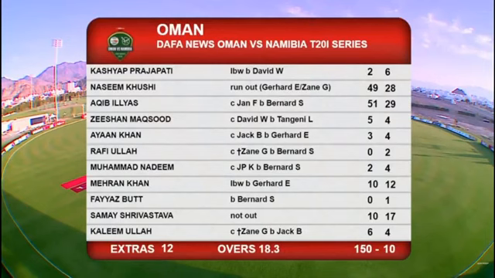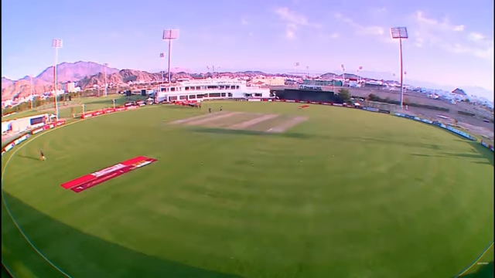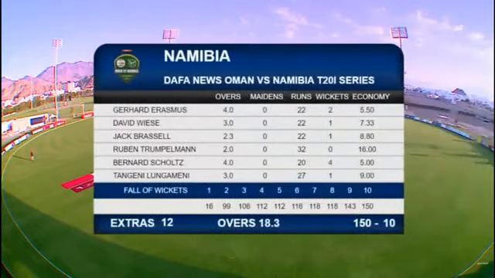At the moment, Dafa News, Oman versus Namibia T20I series, the final T20I. Kashyap Kumar Prajapati going early, Naseem Khushi and Aqib Ilyas, but then was the last man to dismiss. If you're talking about the bowling card, it was the spinners who did the majority of the damage. 6 wickets in tandem for them. Gerard Erasmus, who opened the bowling, 4 overs, 22 runs.